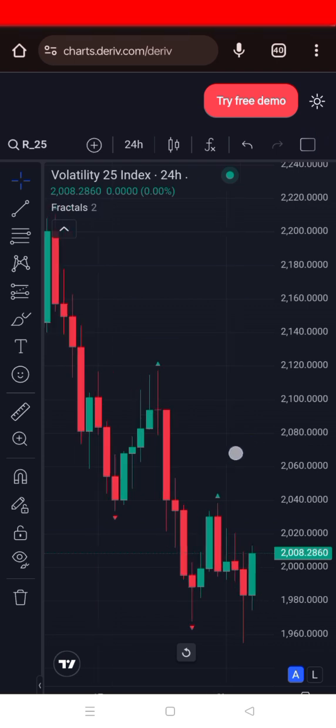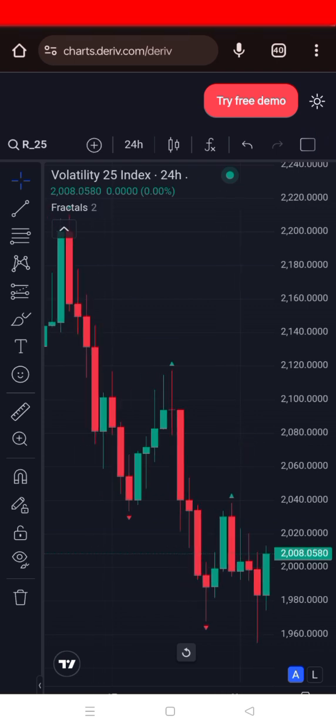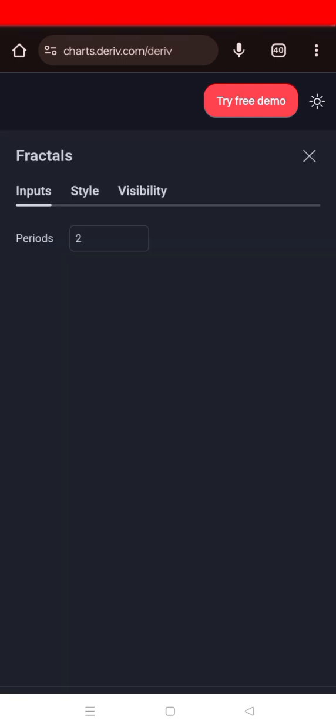For these up fractals and down fractals, number one, an up fractal is formed when a high point is followed by two lower highs on either side. So it appears on the chart as a signal for a downtrend. It will remain as it is for period 2. We will not change anything, so it will just be at this period 2.